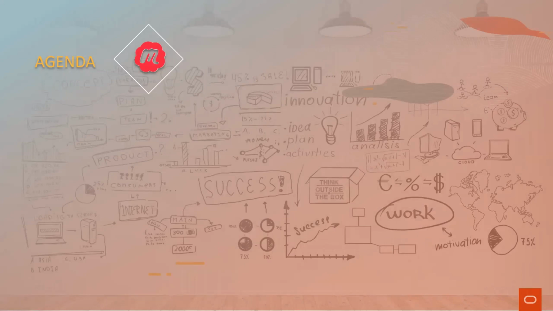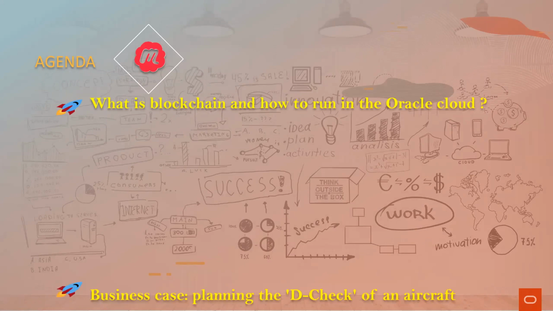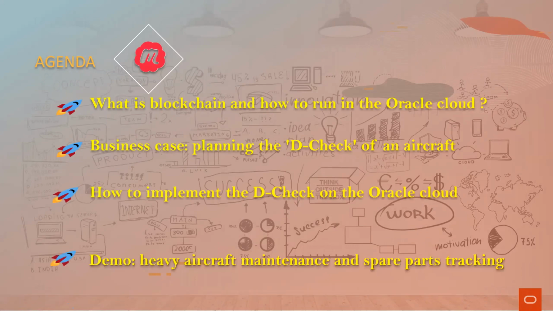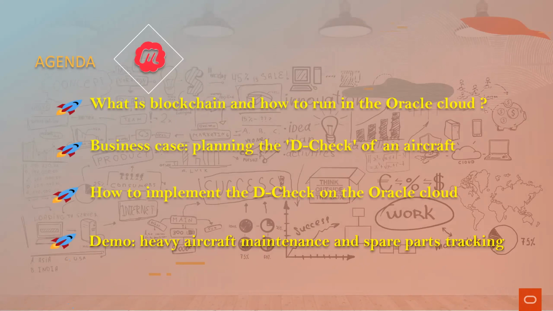The agenda of our webcast covers the following topics. The first one, what is blockchain and how to run it in the Oracle Cloud. We will discover the business case, the planning of the D-check of an aircraft, by Robert. Then how to implement the D-check on the Oracle Cloud. And finally, the demo, the heavy aircraft maintenance and spare parts tracking using our intelligent mini robot COZMO.